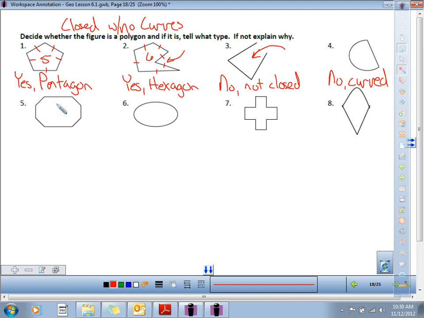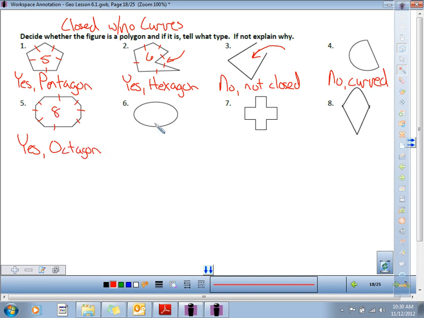Right? Let's go to number 5. Number 5, is it closed? Yeah, there's no openings around here. No little mice can get in there or anything. Are there any curves? No, there's no curves. So is this a polygon? You betcha. Now let's count. 1, 2, 3, 4, 5, 6, 7, 8. So that would be called 8 sides is an octagon.